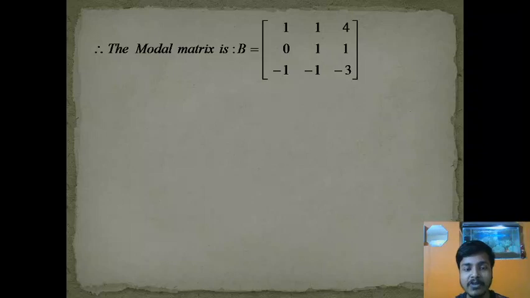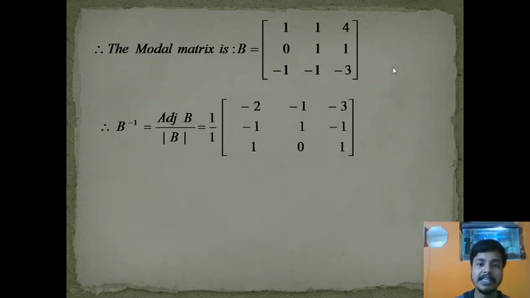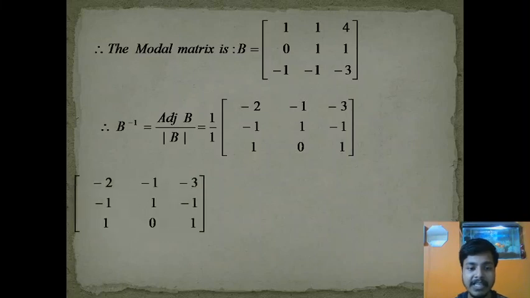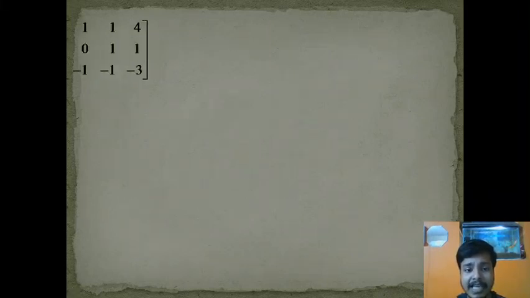So you can make use of a calculator or do it manually, because we have seen how to find the inverse. So the inverse is this, the determinant of this matrix is 1, and the adjoint is this. For the sake of simplicity I am writing B inverse again. So this is B inverse. Now we have B inverse, we have B, and we have A. So we can certainly find the value of B inverse AB.